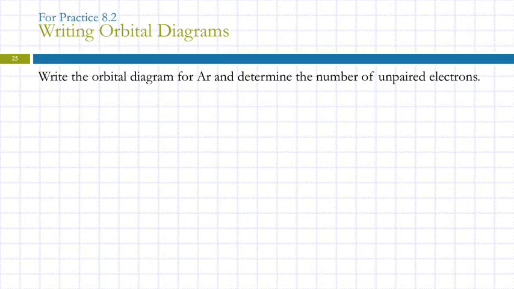We have to stop here sometime. Okay, this last slide, then we're stopped. Write the orbital diagram for argon. Determine the number of unpaired electrons.